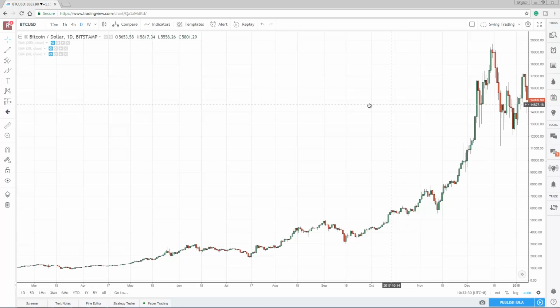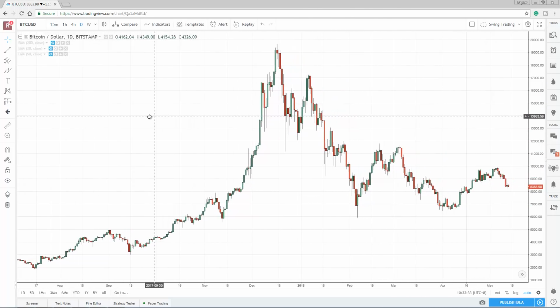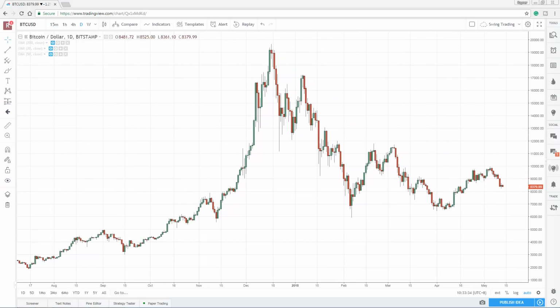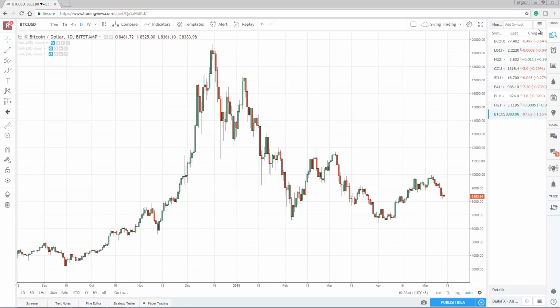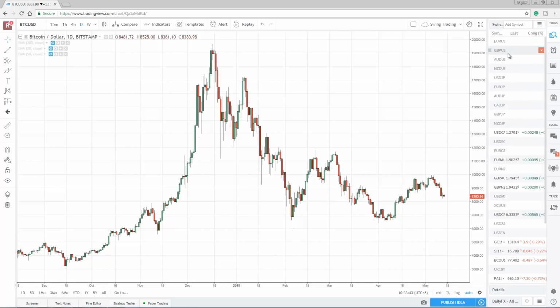Crazy wild swings. And right now, what's happening? Well, volatility seems to be shrinking once again. You can see that the range of the candles are relatively small. So this is the concept that I'm trying to bring across, is that volatility is always changing.